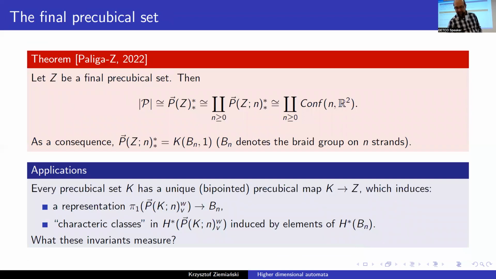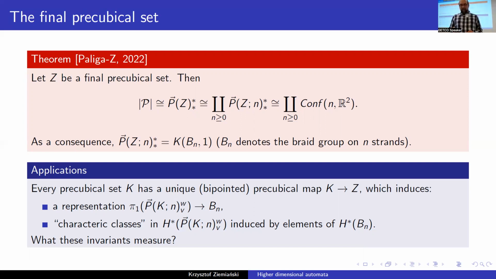And the final part of this story: what's the execution space of the final precubical complex? And there is an answer. Using this model, we were able to prove that the space of directed paths on the final precubical set is homotopy equivalent to the disjoint union of configuration spaces of points on the real plane, which is a little bit mysterious result. And I don't really understand what it means in practice.